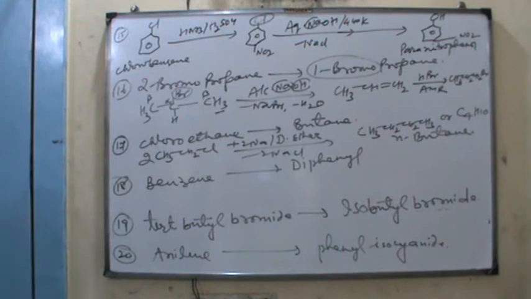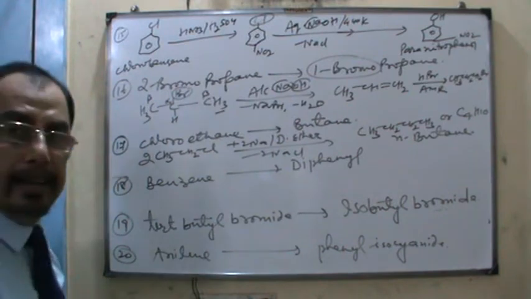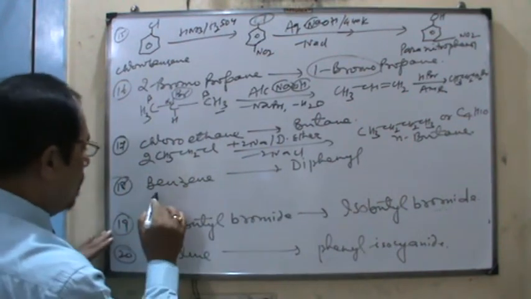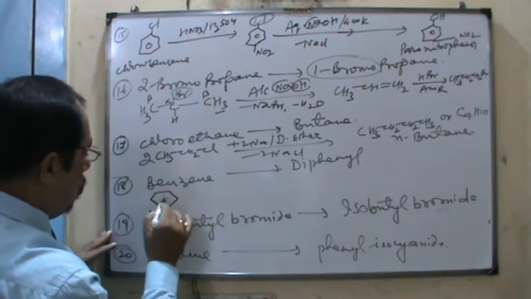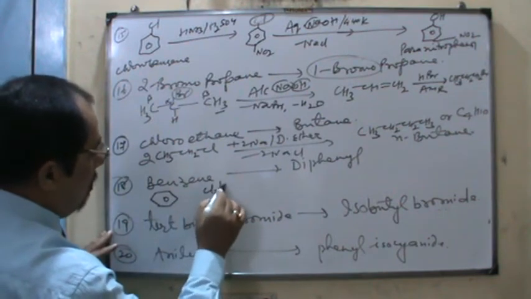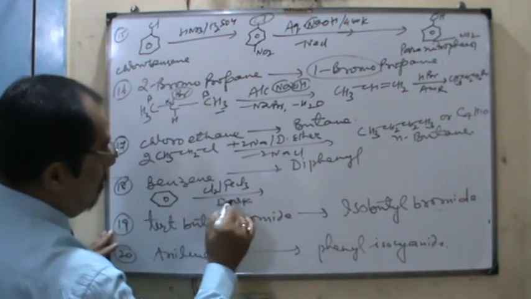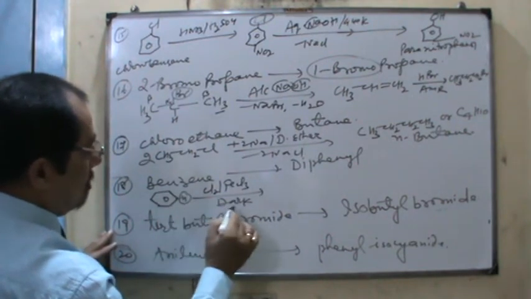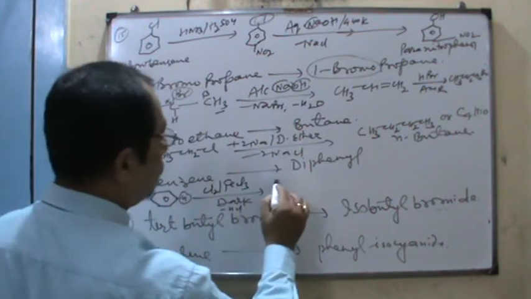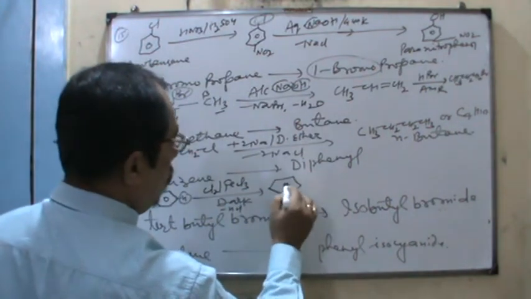Right, dear students. Benzene to diphenyl. How can I write here benzene? First you get the chlorobenzene by chlorination in the presence of FeCl3 in dark condition. H is taken out and one Cl added, HCl is lost. It is the chlorobenzene.